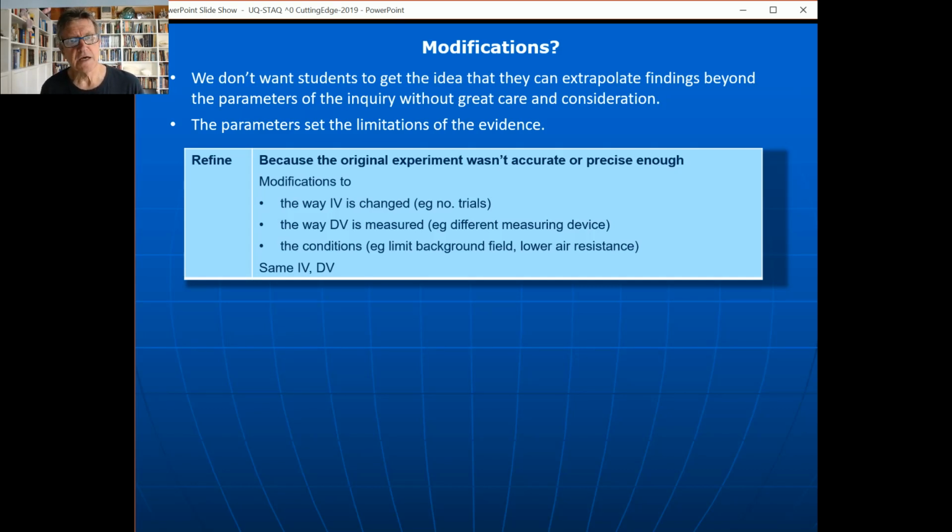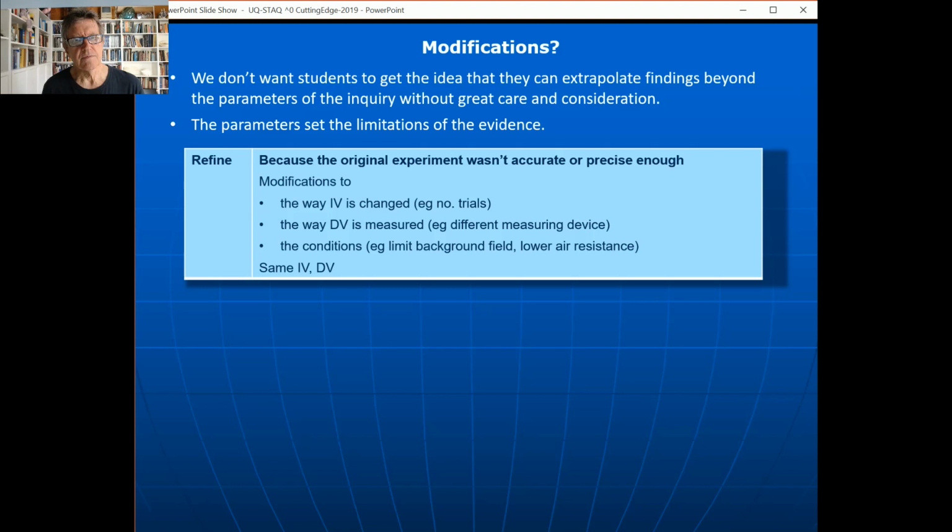So you could say it wasn't accurate or precise, but you could also say you want to make it more accurate, or you want to make it more precise, whatever you're trying to do. More precise, probably. So here's a couple of ways you can do it. You can make modifications to the way the independent variable is changed. Now the independent variable is the distance apart.